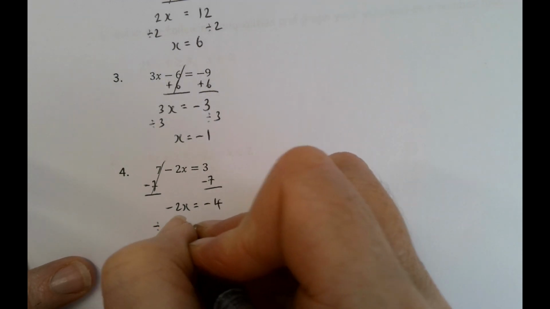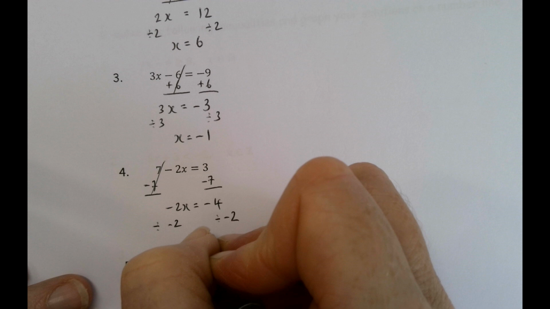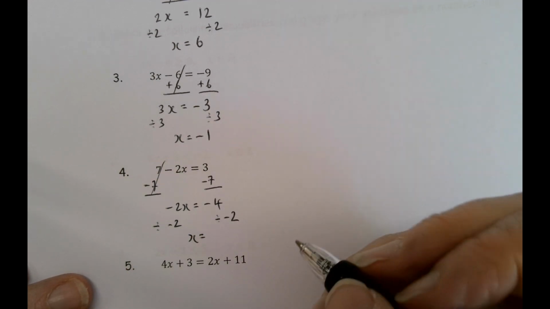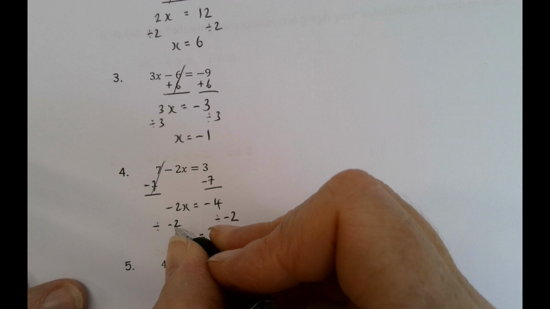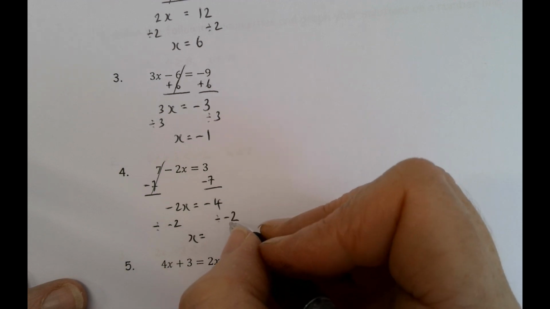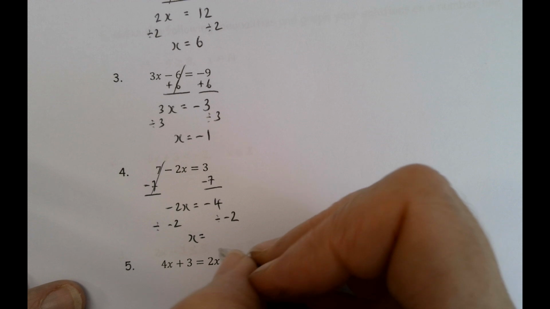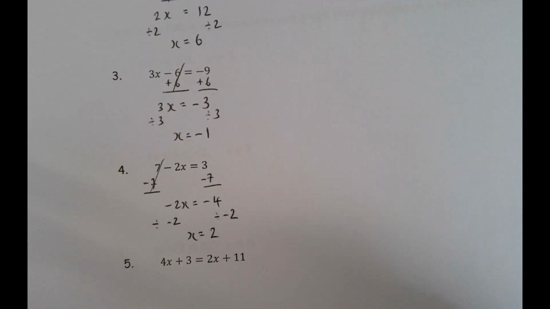Now, be careful here. I have to divide by negative 2 to find out what 1x is. Negative 2x divided by negative 2 is positive 1x. Minus 4 divided by minus 2. Negative 4 divided by negative 2 is positive 2. So x is equal to plus 2.